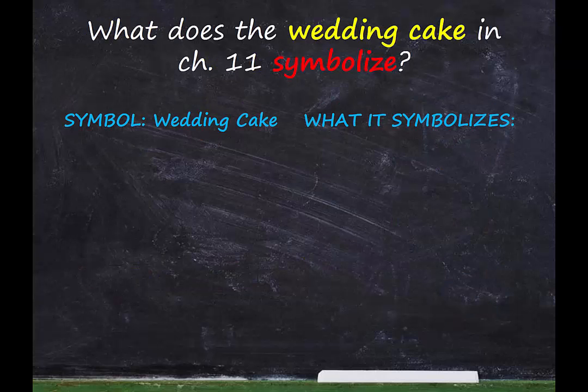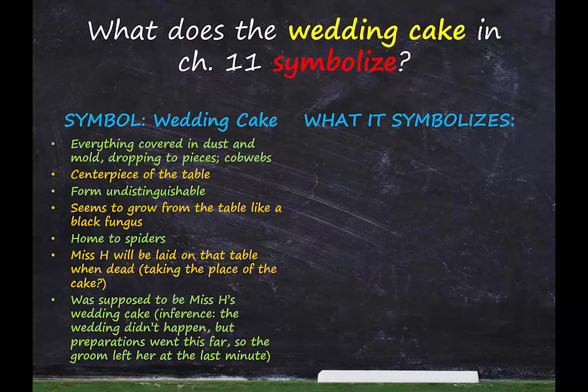So what about Miss Havisham's cake? How is it different from a normal wedding cake? Let's list all the descriptions from the text that seem relevant. Pause the video and take a moment to read the list. Given all of these descriptions of the wedding cake, what does it look like it symbolizes?